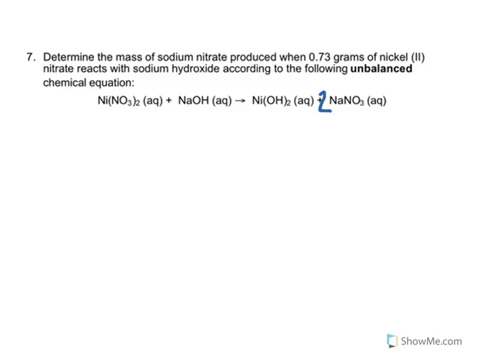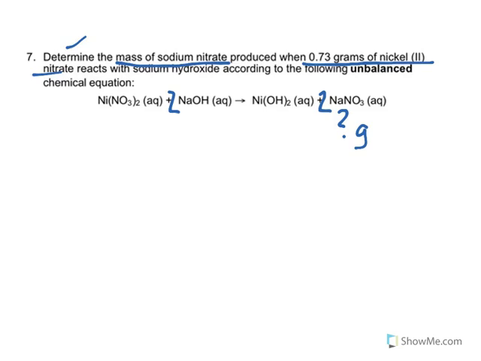That makes me have 2 sodiums, so I'll come over to the left side and fix that immediately. That means I need a 2 there for the 2 sodiums. That gives me 2 OHs, which is what I actually needed, so this appears to be balanced. Now let's read the question and figure out what to do. Determine the mass of sodium nitrate. So I'm finding the mass of sodium nitrate, which is this guy right here. How many grams of sodium nitrate are produced when 0.73 grams of nickel 2 nitrate?